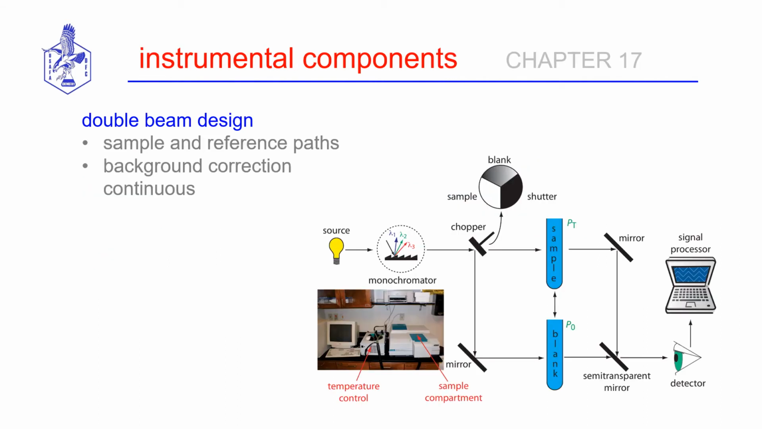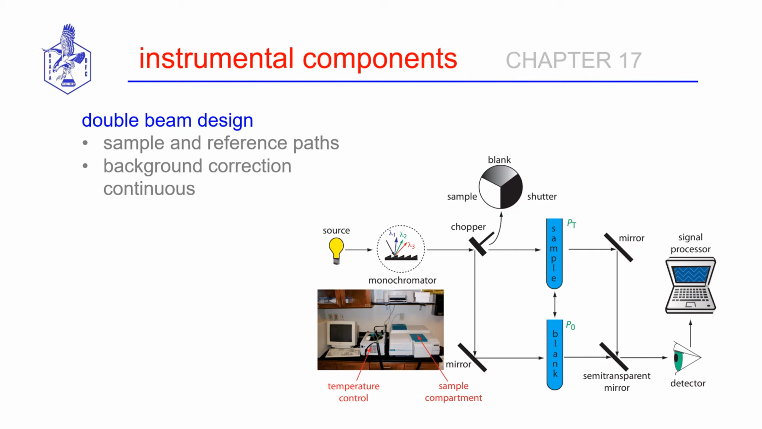With the single beam design, we must always put a blank sample in first, record the response, calibrate our instrument, and then put the sample in. That can be a cumbersome procedural method. Alternatively, our instrument can be a double beam design in which we have a sample path and a reference path.